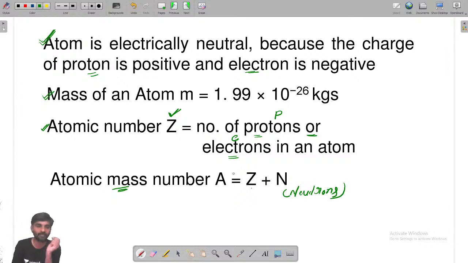Okay, coming back: the atomic number is the number of protons or electrons in an atom. The atomic mass number, which is represented with A, is the summation of the atomic number and the number of neutrons. Clear?